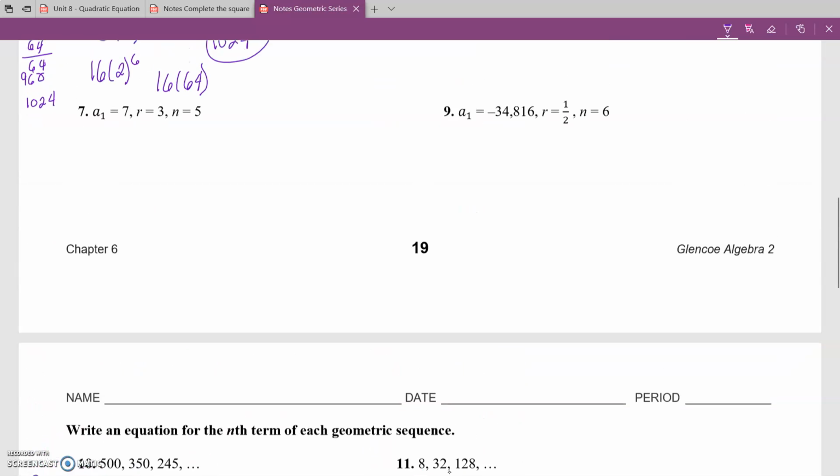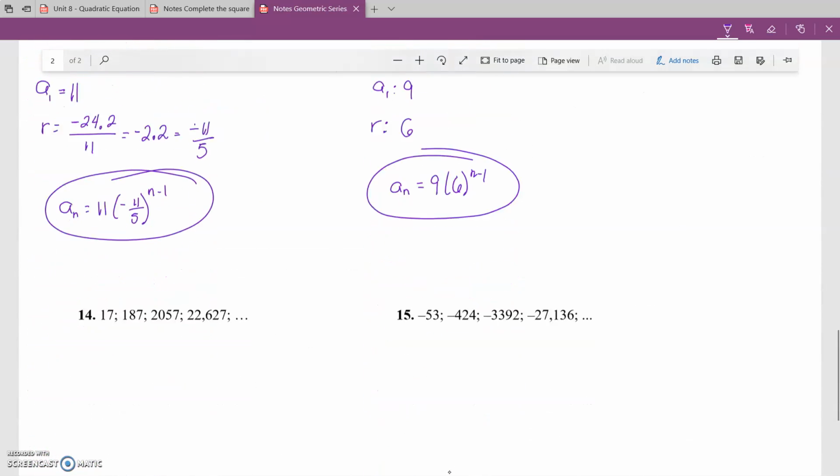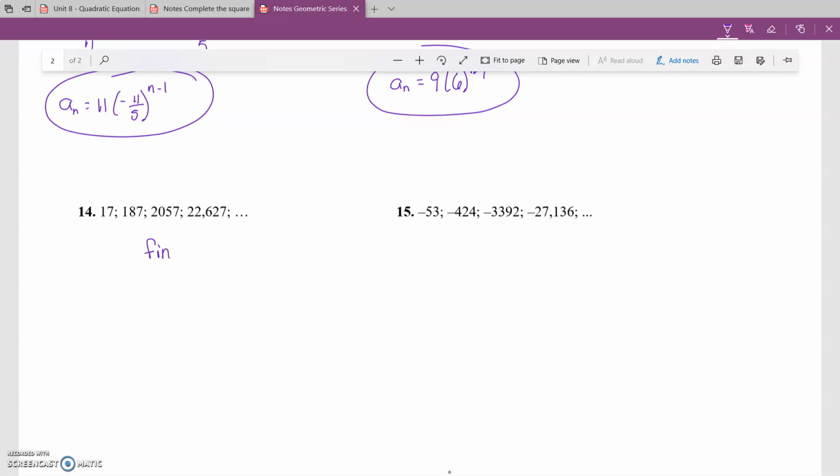Sometimes we might need to do both steps. Sometimes it might be something like this, and then it says find n equals 6. Well, then you would have to find the equation and plug in 6 for your n and calculate for your answer.